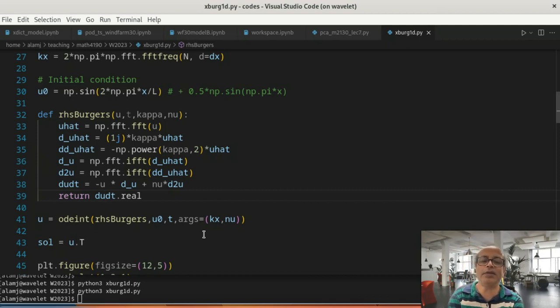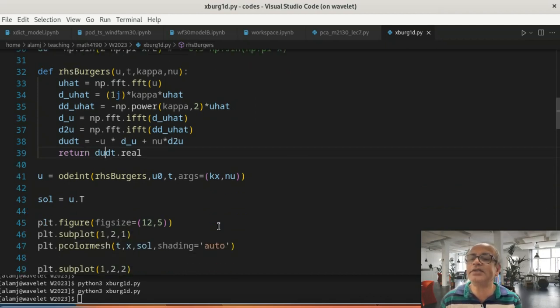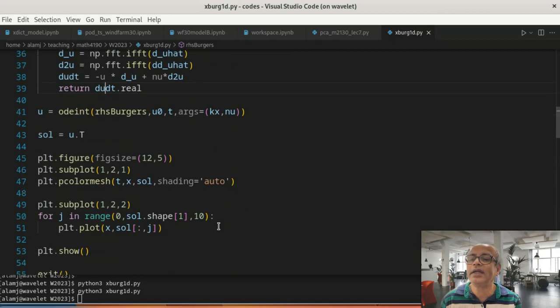There are different ways we can do that, but this is one simple way of looking at it. So that's all. You have the right-hand side, you program that, and you call odeint. You just need to know the syntax as written in line 41 and pass that right-hand side, and then you get the solution. That's straightforward syntax. Let's look at the plot.